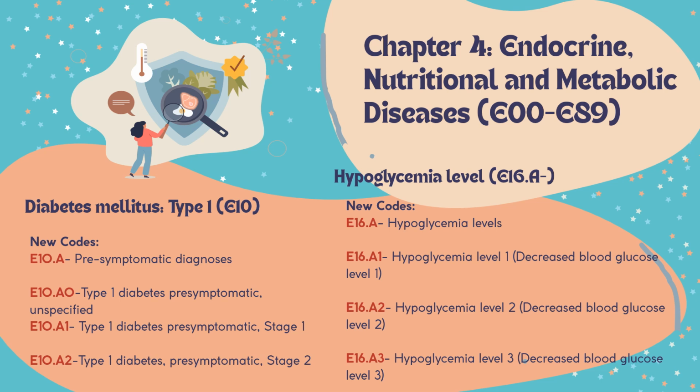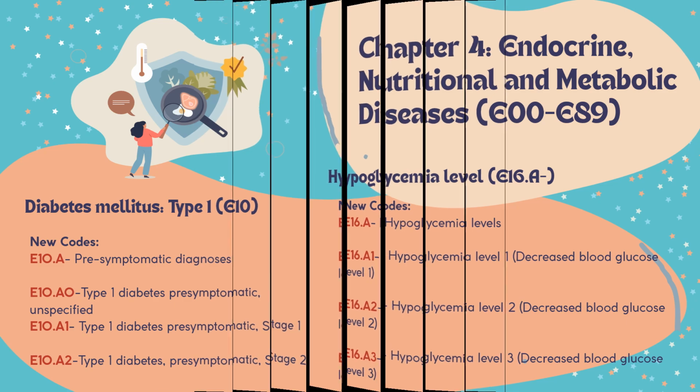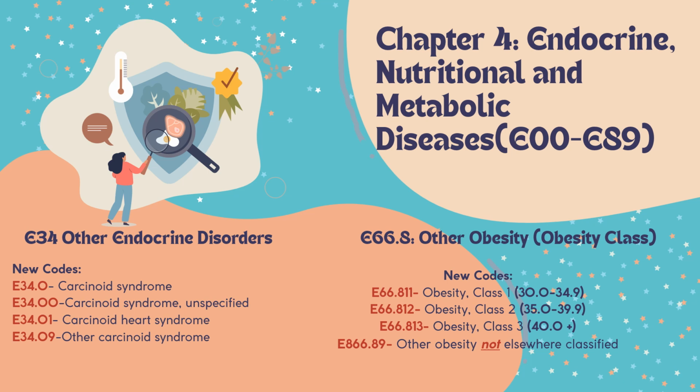Under E10 type 1 diabetes mellitus, new codes are added for presymptomatic diagnoses, E10.A category. There are also new codes for hypoglycemia levels, E16.A category. Carcinoid syndrome, E34.00 through E34.09. The obesity section E66 has been expanded to include 4 new codes for obesity class, E66.811 through E66.813, E66.89.